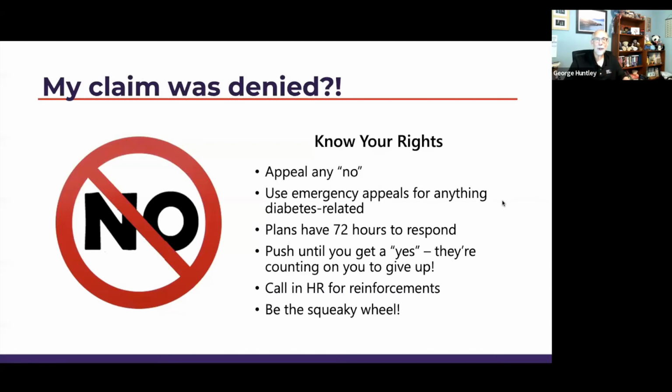But when you get a no as a patient, appeal it. Don't take it for granted. Just appeal it. They are counting on you to give up. They have 72 hours to respond to your appeal. Call in HR, call in reinforcements, be a squeaky wheel. The squeaky wheel gets the grease, the squeaky wheel gets the no reversed. If you're getting a no, don't just take it lying down.